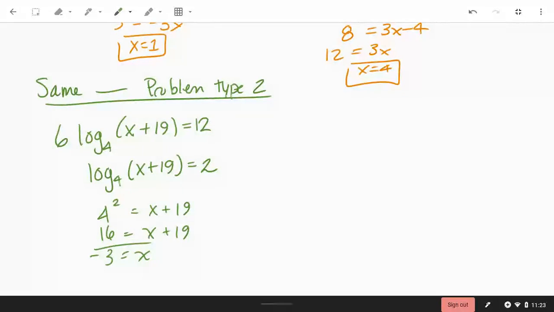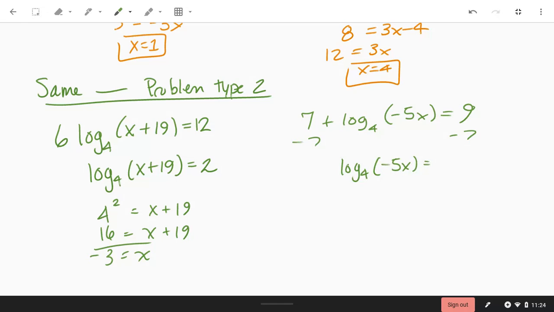I'll take it back. Here's a slightly different one. 7 plus log base 4 of negative 5x is 9. Okay, so rather than dividing to start off with, we need to subtract. So we've got to get rid of that 7. Okay, so log base 4 of negative 5x is 2.